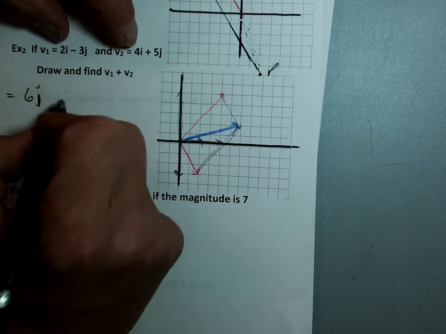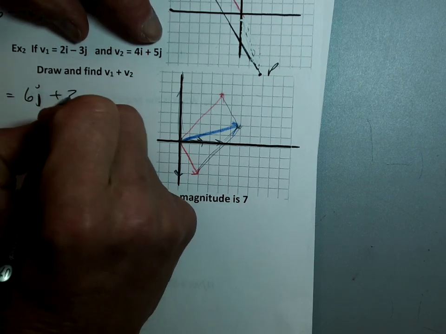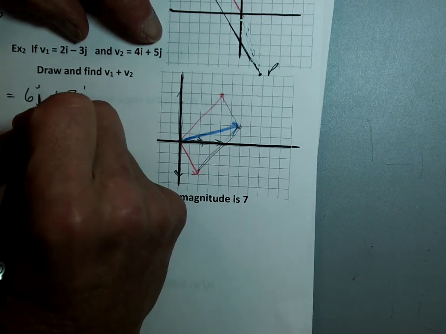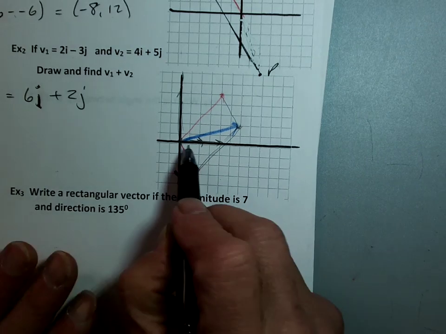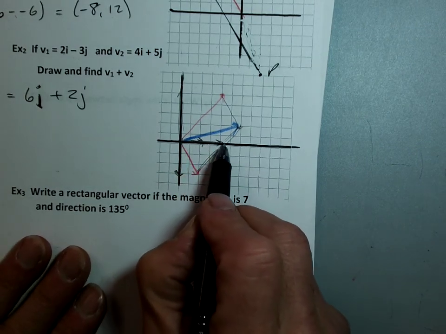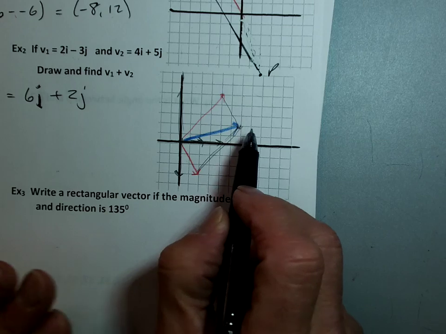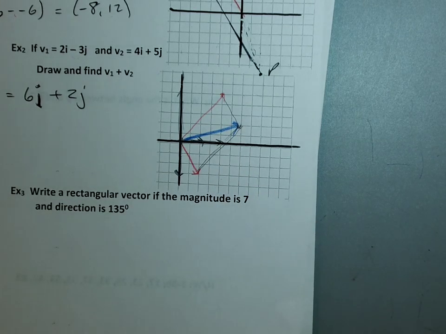6i plus 2j. Let's see. 1, 2, 3, 4, 5, 6. 1, 2. What do you know? Why do I do both? Because in physics, you got to be able to see it. Does that make sense? Physics, you got to be able to see it. The numbers mean nothing if you can't see it, okay?